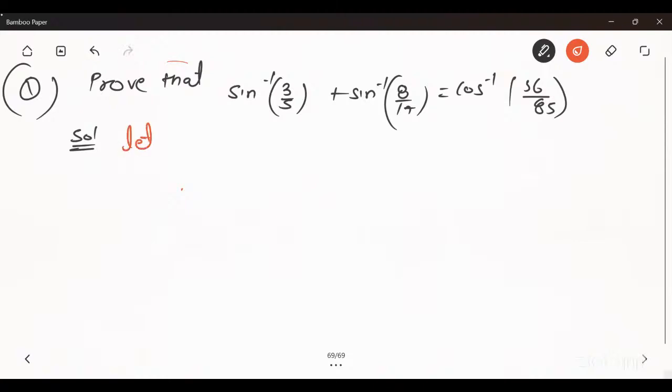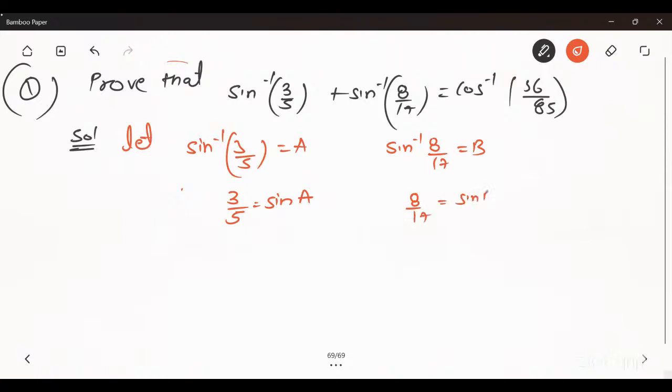Let sine inverse 3 upon 5 be A. So 3 upon 5 will become sine A. Similarly, I am taking sine inverse 8 upon 17 as B. So 8 upon 17 is equal to sine B. Now sine A is perpendicular upon hypotenuse, so cos A will become base upon hypotenuse.